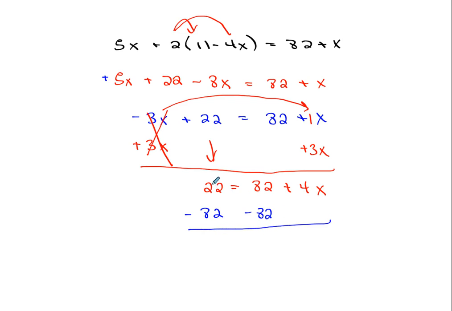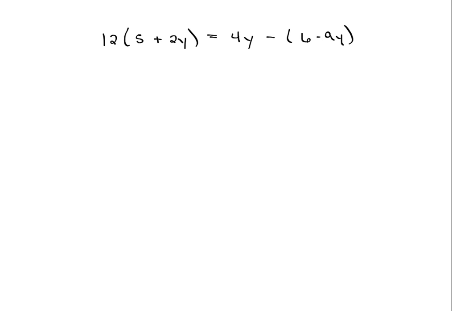22 minus 82 is going to be negative 60. Excellent. Equals 4x. I don't want 4x. I just want 1x. Get rid of the 4 times x by dividing by 4. And x is equal to negative 15. Double distribution, combine like terms, and then solve.